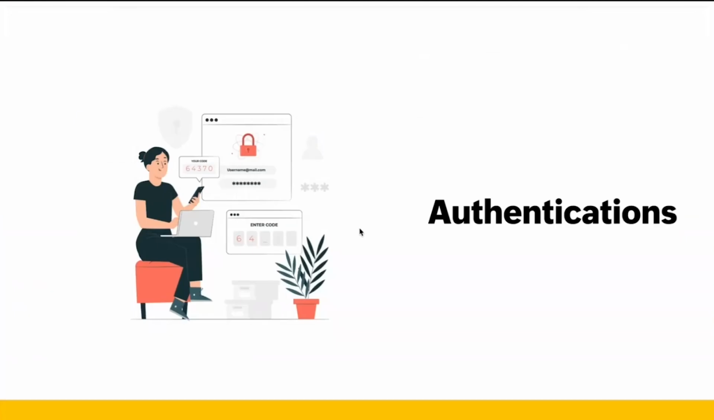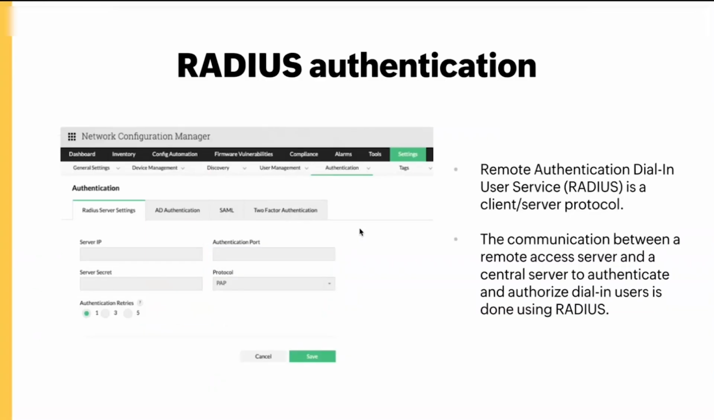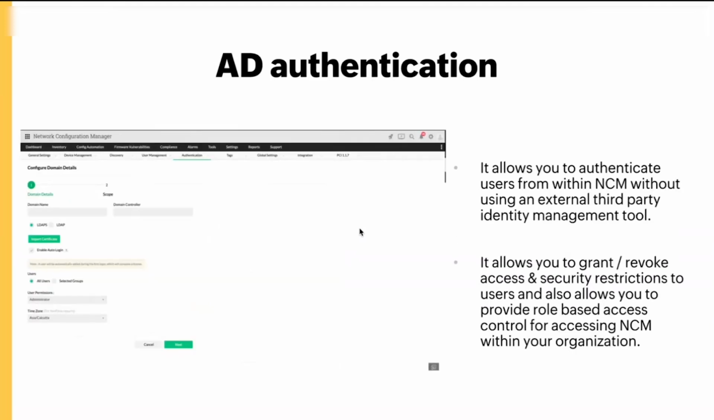Next, we look at the authentications that are supported in Network Configuration Manager. The first one is the RADIUS authentication, which stands for Remote Authentication Dial-In User Service, which is a client-server protocol. So you can also utilize this RADIUS authentication to log into Network Configuration Manager. The next one is the AD authentication. AD allows you to authenticate users from within NCM without using an external third-party identity management tool. So the AD users can utilize this particular authentication and log in via this.